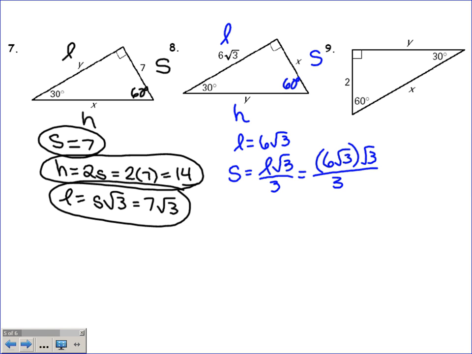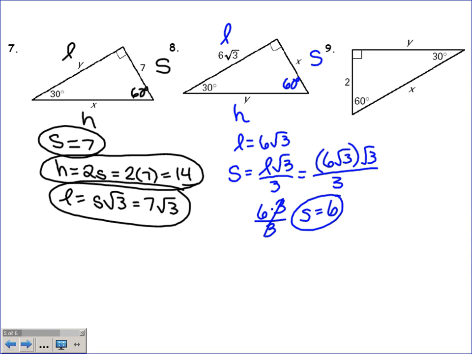What's the square root of 3 times the square root of 3? 3. So in essence, I have 6 times 3 divided by 3. If I multiply by 3 and divide by 3, you basically cancel it. So I basically have my short side equaling 6. What's that?